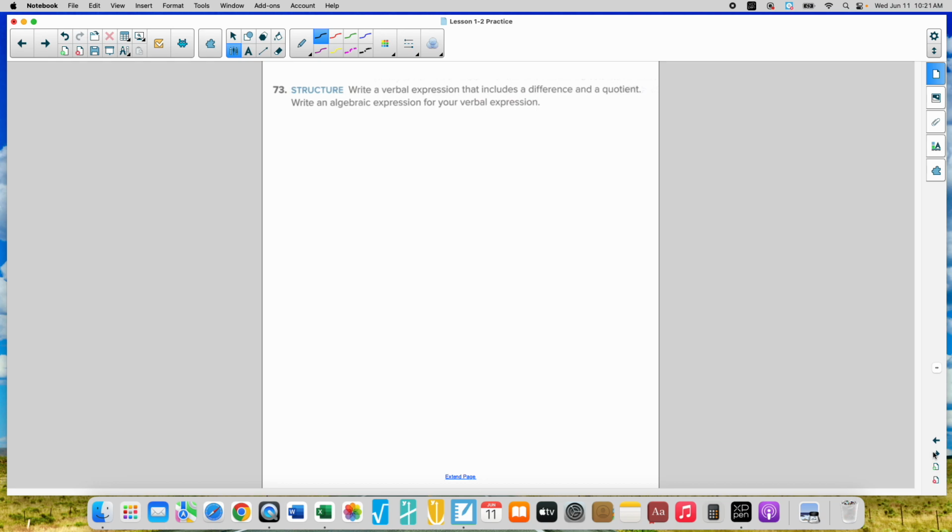Right, a verbal expression includes a difference and a quotient. 6 minus 2 divided by 5. So the difference of 6 and 2 divided by 5.